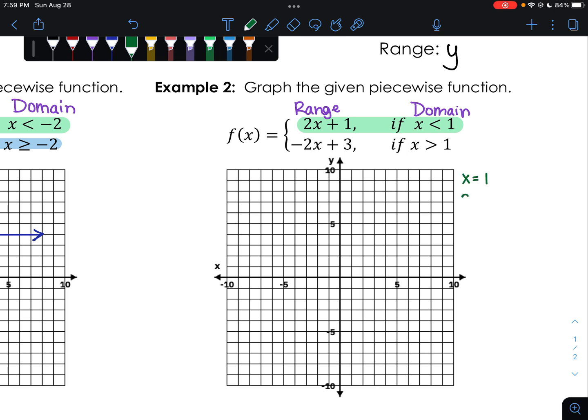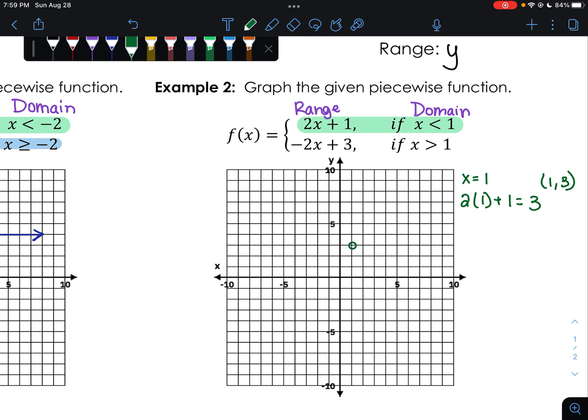So when x is positive 1, I plug it in. I get 2 times 1 plus 1. That would be 2 plus 1, which is 3. So I get the point of 1, 3. I'm going to plot that, 1, 3, making sure I do an open circle.